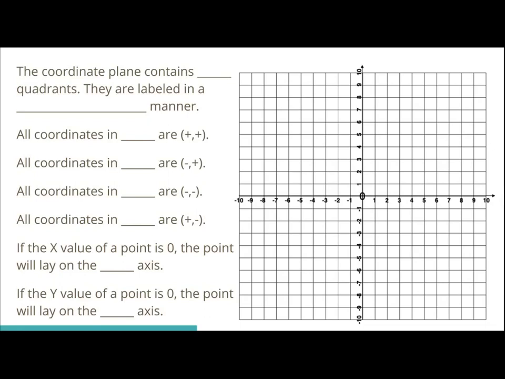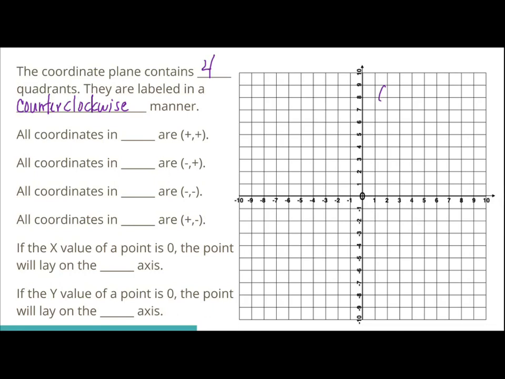This is the type of coordinate plane that we'll be working with this year. It is a full coordinate plane. It has 4 quadrants, and those quadrants are labeled in a counterclockwise manner. So that means they go backwards around what the clock is used to.